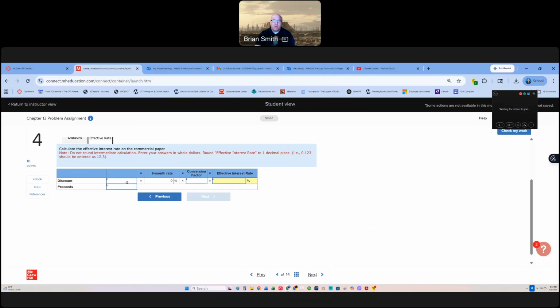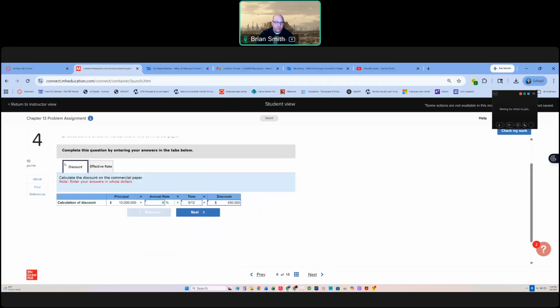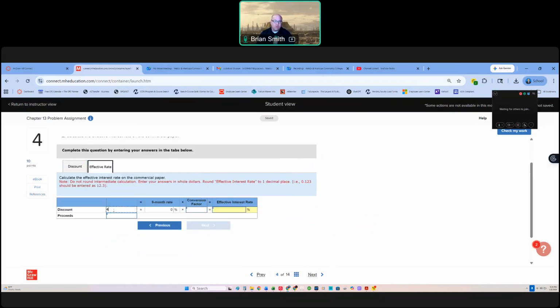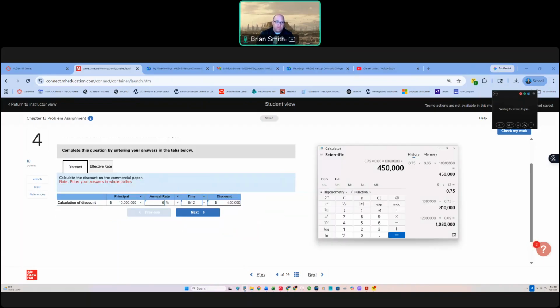The discount 9-month rate. Oh, we're calculating the effective rate. Okay. So what we need to do is take the discount amount, which was the 450,000 we calculated there. And then the cash proceeds from this note is going to be the 10 million minus the 450,000. Oops, one too many zeros. So 9,550,000.